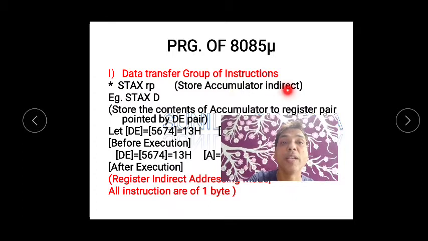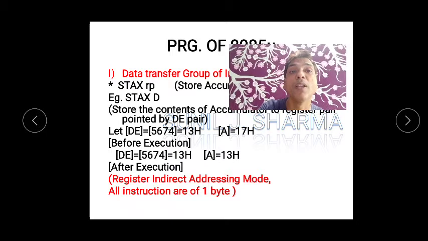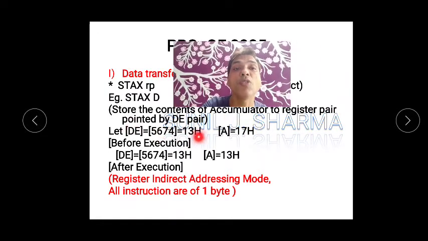Store accumulator indirect. Now here we have taken D. Store the contents of the accumulator to the location pointed to by the DE pair. So whatever the value of the accumulator is, that will be stored at the address in the pair. Before execution we have this situation: this address has the value 13 and the accumulator has this value.